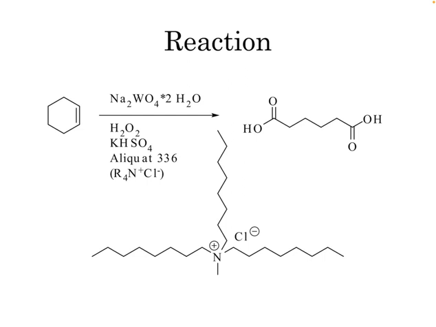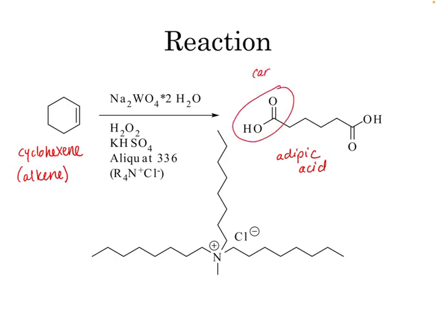So this is the reaction that we're performing. We start again with cyclohexene, and then eventually we'll end up with adipic acid. Notice that we're going from an alkene to something with carboxylic acid functional groups, and there's one on each side. So this is a ring opening reaction, and we're basically splitting that double bond in half and replacing each end with a carboxylic acid.